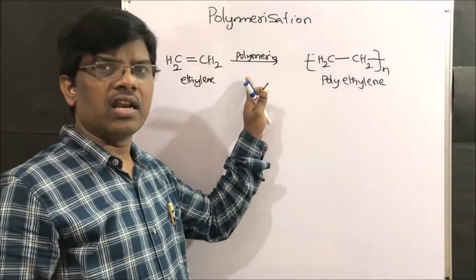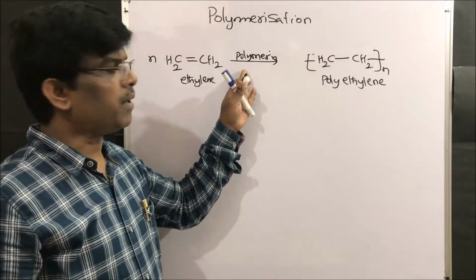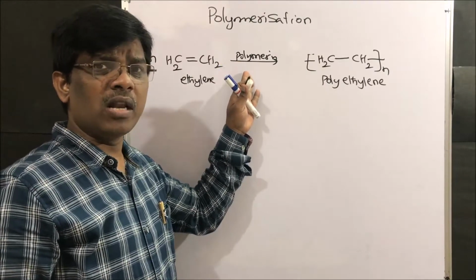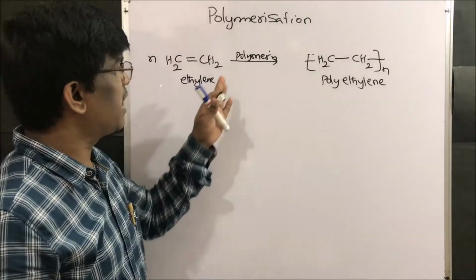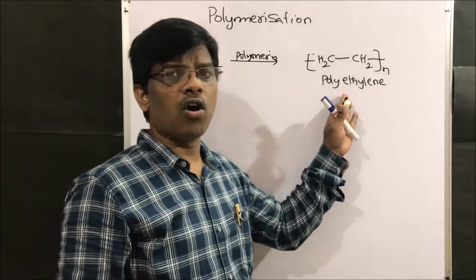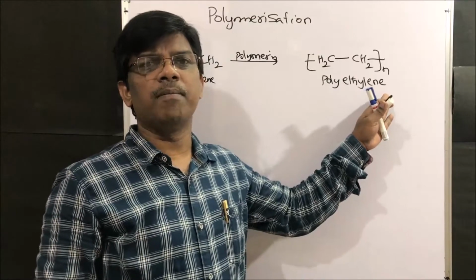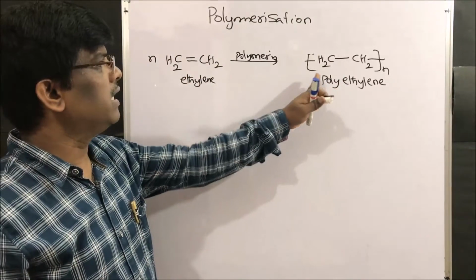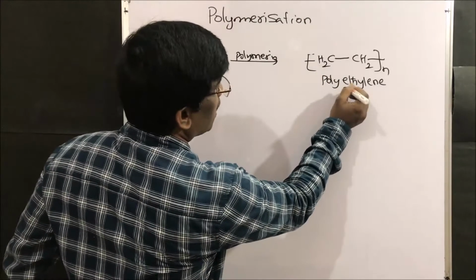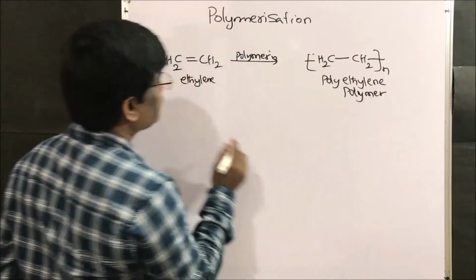Upon polymerization, I am going to explain the mechanism. Usually we use light in the presence of dibenzoyl peroxide. It is a free radical reaction, and ethylene upon polymerization is going to give polyethylene. What is polyethylene? Yes, the commonly used polythene bags are polyethylene. So it is a polymer. Very important friends. This is the polymer.